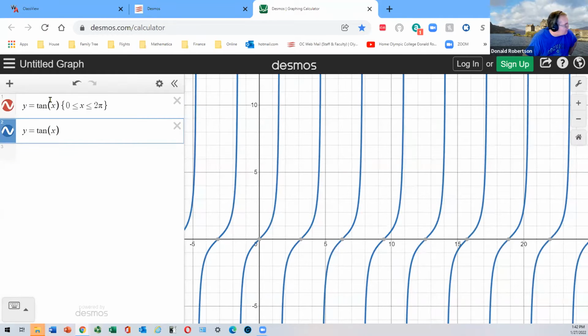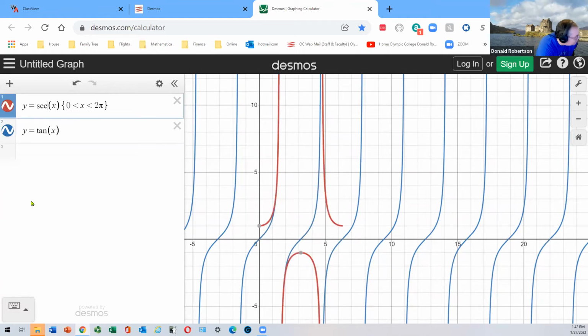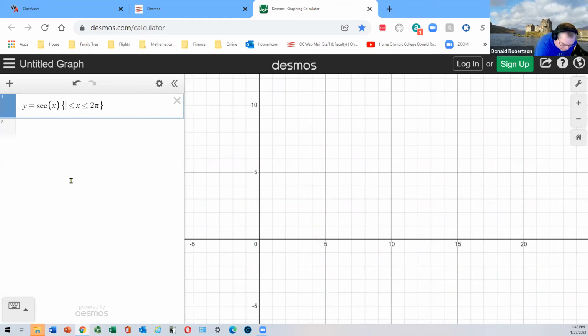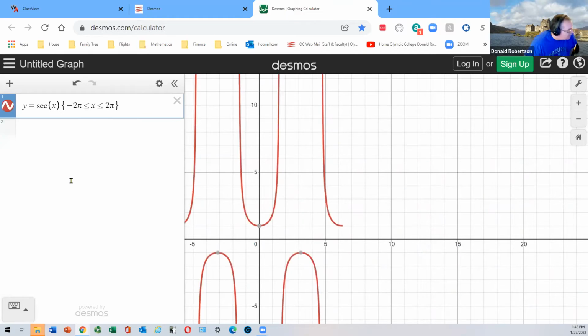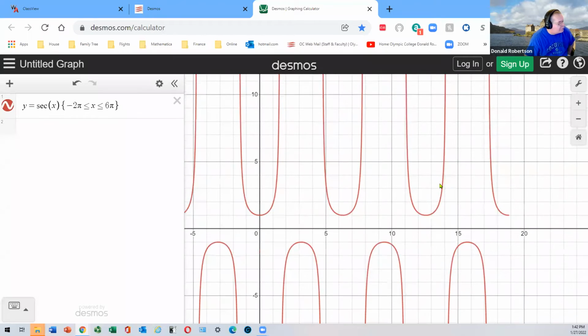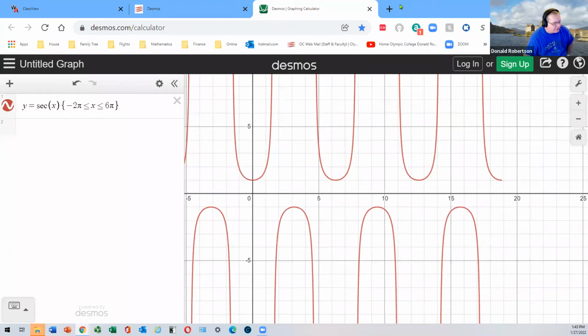Now, how about a secant function? There you go, 1 over the cosine. Do you see it looks a bit like half a happy face? Let's move it out a little bit so we can see a bit more, maybe to 6 pi. I'm just repeating the pattern lots of times. Can you see the repeated pattern for a secant is happy face, sad face, happy face, sad face? That's what they look like.